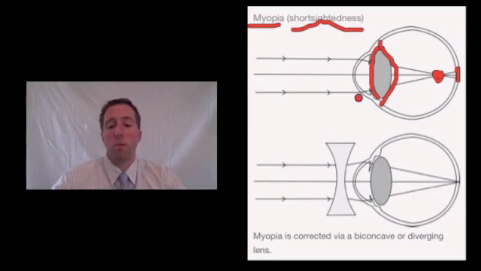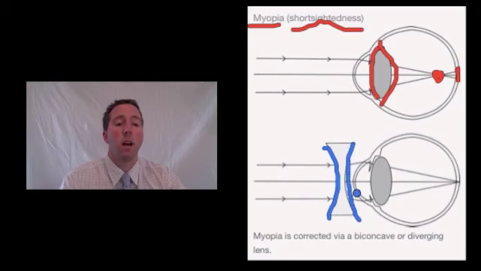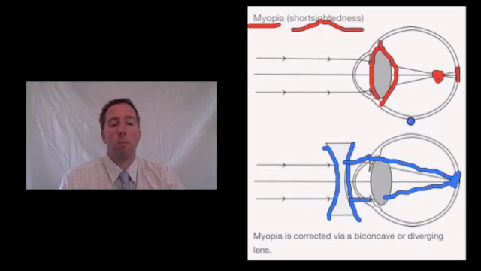So of course, what these people do is they get a lens. This is a biconcave lens. This diverges the light a little bit more, and then that enables the person's lens to do its job and focus the light right at the back of the eye there on the retina, so that the person who's got short-sightedness, their vision has been corrected.